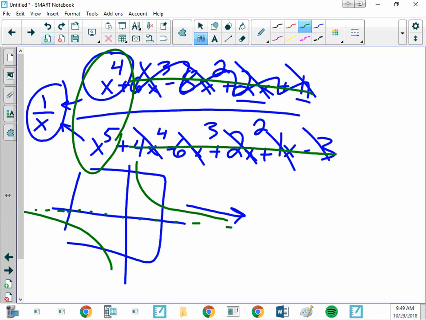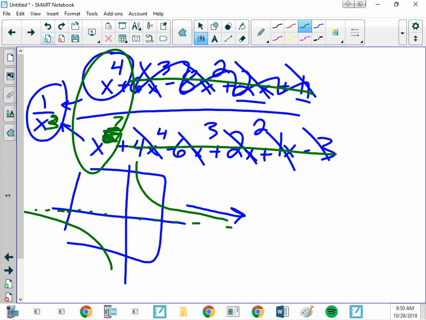Okay. What if I change this fifth to a sixth? Now it's 1 over x squared. And what is 1 over x squared when x is really big? It's 0. It's even quicker to 0 than it was before. So what if it was x to the fourth over x to the seventh? Then this would be a 3, and the same thing happens. So the first thing you need to know about range today is if the bottom is bigger than the top, then y can never be 0.